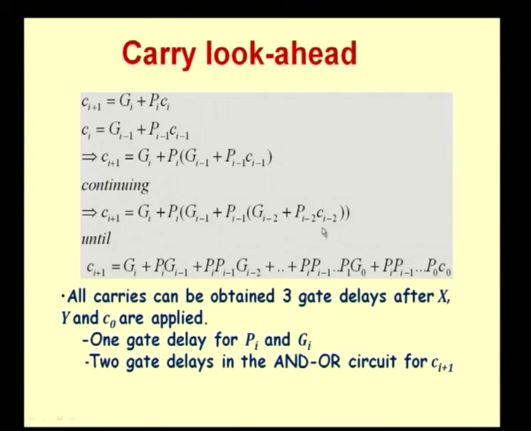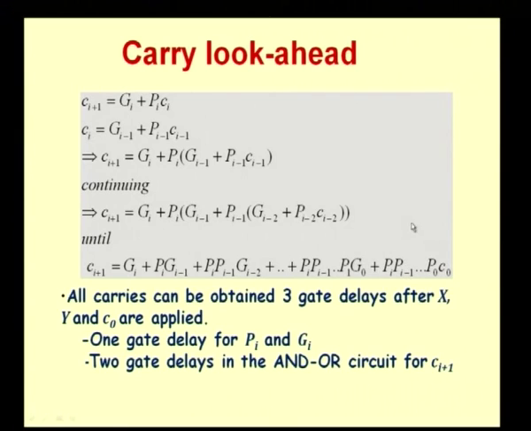So what will we do now? We can again continue, replacing Ci minus 2 with the corresponding Gi minus 3, Pi minus 3 and Ci minus 3. If you keep doing this until we hit the last digit, which is our C naught, what will we finally end up with? We will finally end up with the last term as, let us say, P1 into G0 plus P0 into C0.